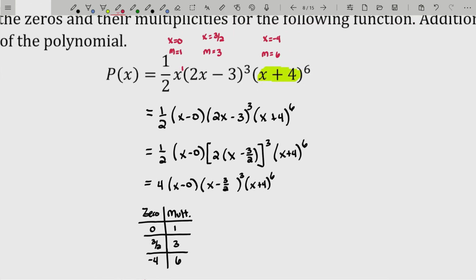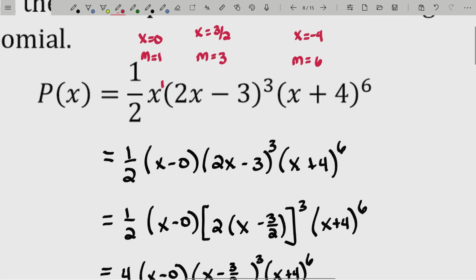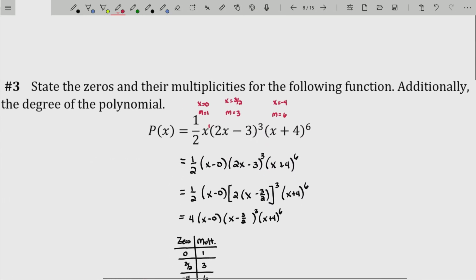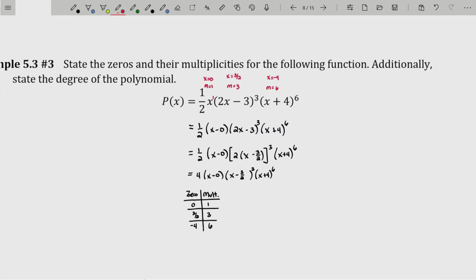So I'm just letting you know that the way I did it the first time was just to give you the theoretical development. But to be very honest with you, nobody does it that way. We all just look at the original polynomial and ask ourselves, what would turn each factor here into 0? What else were we asked to do? State the zeros and their multiplicities.